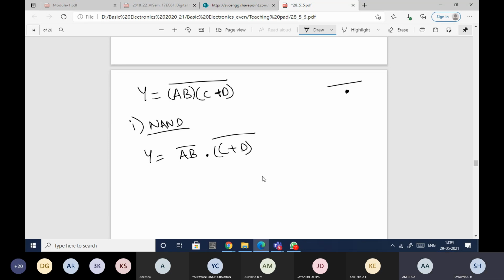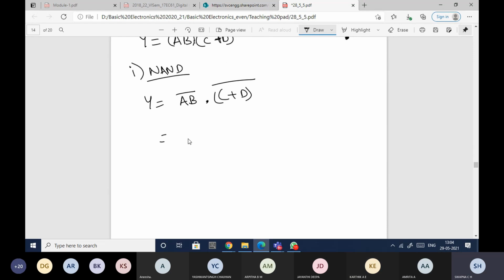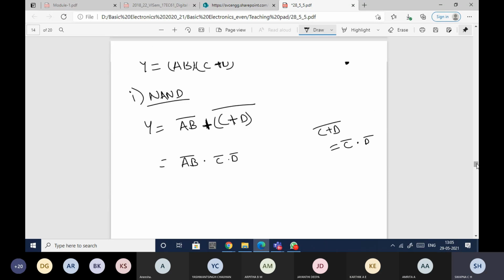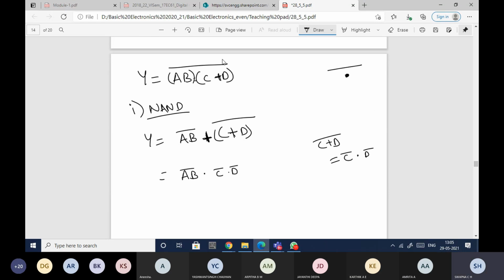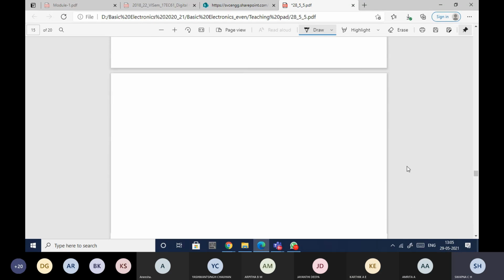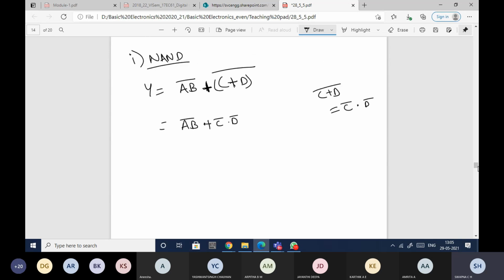No, ma'am. Okay, now I'll just keep AB bar as it is, and here I have C plus D whole bar. So I'll just expand it. C plus D whole bar can be represented as C bar dot D bar. So it will become C bar dot D bar. I have written it wrongly: AB bar dot, I have, so it is plus. So this is plus. Now again it is not in the required form because again you have plus.